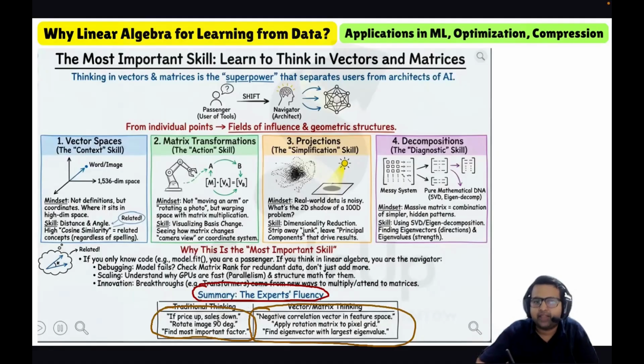In traditional thinking, if we make statements like rotate image 90-degree, in vector and matrix thinking, we say apply rotation matrix to the pixel grid. In the traditional thinking, if we say a statement like find the most important factor, in vector and matrix thinking, we say find the eigenvector with the largest eigenvalue.